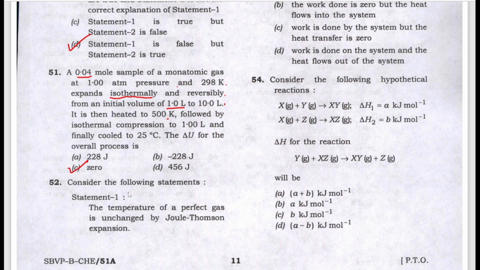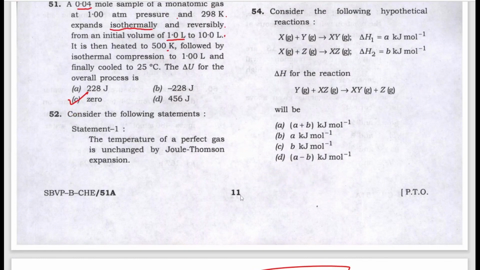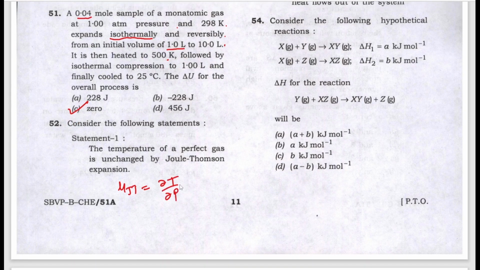In the next question, consider the following statements. Statement 1 is the temperature of a perfect gas is unchanged by Joule-Thomson expansion. Okay, so the Joule-Thomson effect is an isenthalpic process, and mu JT is the Joule-Thomson coefficient, which is equal to change in temperature with respect to change in pressure. In the case of the Joule-Thomson effect, temperature decreases from the initial to the final temperature and pressure also decreases.